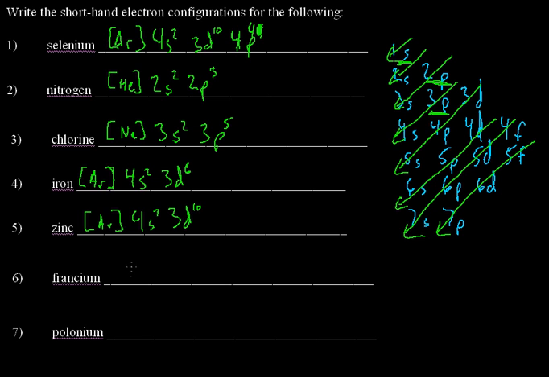Francium, down there in the lower left-hand corner of the periodic table. We go up 1 row all the way to the right, and we find that radon is the noble gas we're going to base this on. Radon has 86 electrons, francium has 87. Radon is 6 rows down. So we're going to pick up where radon leaves off, and that's going to get us to 7s. And it's just 1 more electron in there.